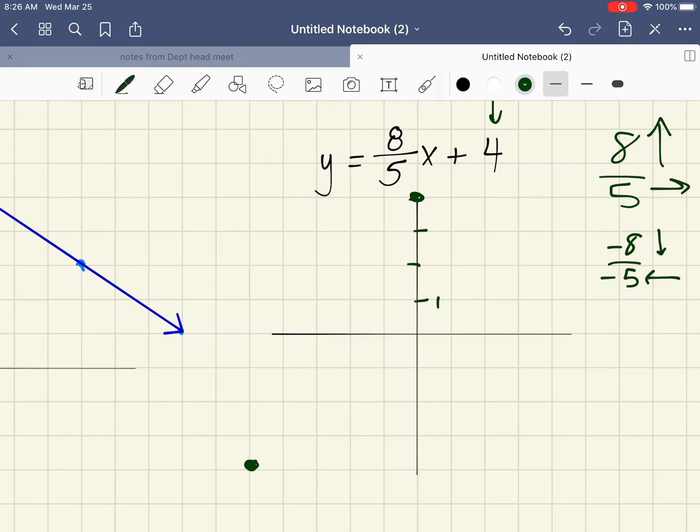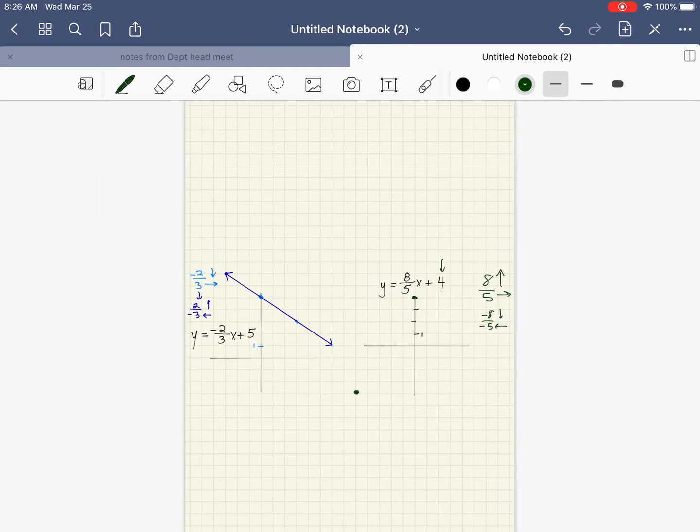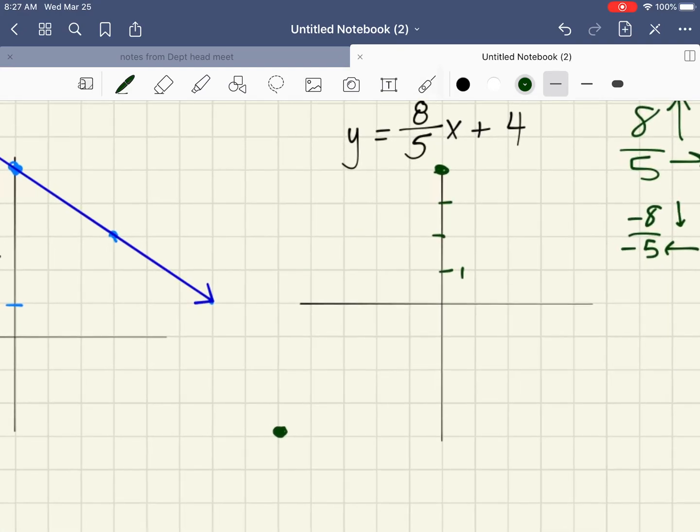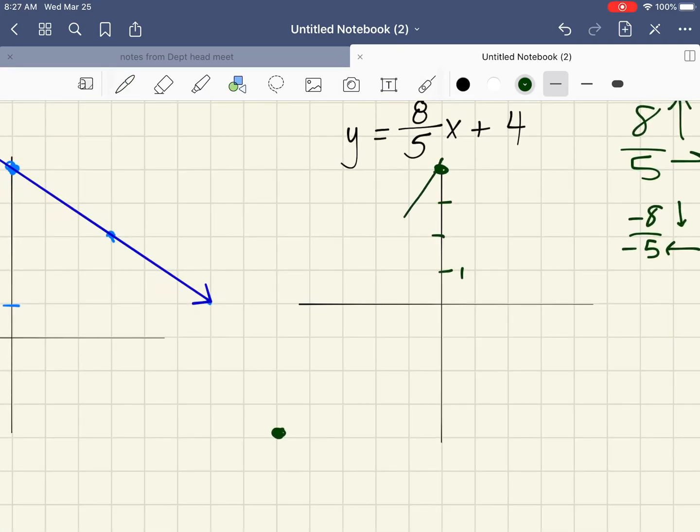Again, I'm really restricted by the size of my graph. If I zoomed out, I could go down 8 and right 5 again, or I can go up 8, down 8, left 5, or I can go up 8 and right 5. But again, being restricted, I have to use these 2 points. And there we go. So it's really using the slope to your advantage, and there's graphing in slope-intercept form.